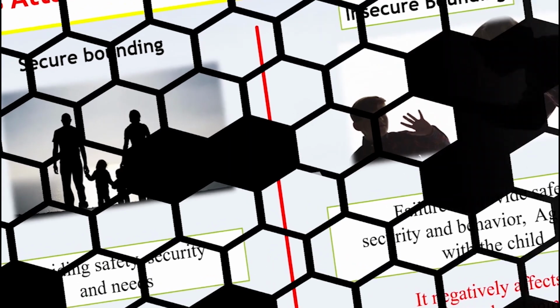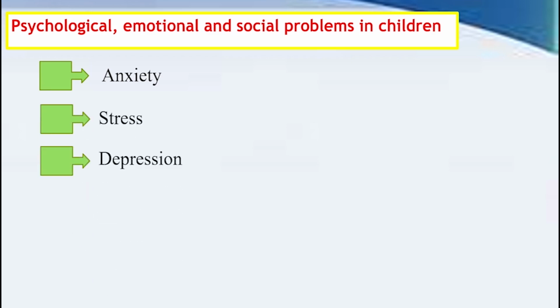Now let's move to some of the prevalent psychological and social problems among children, which can positively and negatively affect child mental health. First, anxiety. Second, stress. Third, depression. Fourth, panic. Last, self-harm.